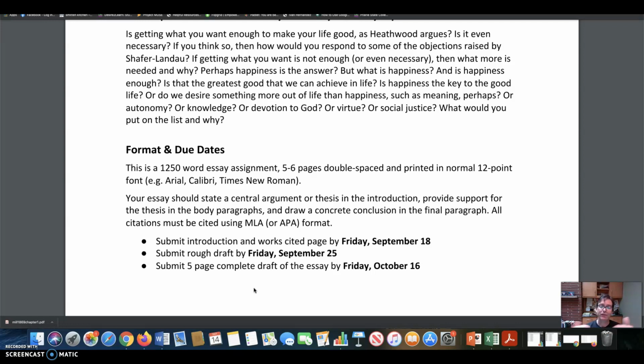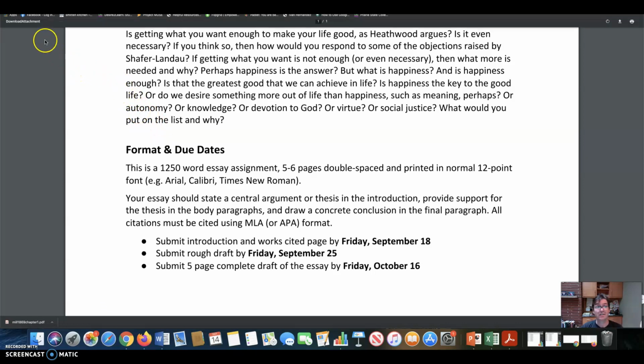But for now, just think about the steps. The first step is an introduction by Friday, and then the following week, developing the argument in the body paragraphs, and maybe thinking about the conclusion that you're going to try to draw, and then the final full 5-page, 1,250 word draft is due Friday, October 16th. Okay, I will pause here and we'll do another video just talking about the structure of the essay and how to do works cited pages and in-text citations.